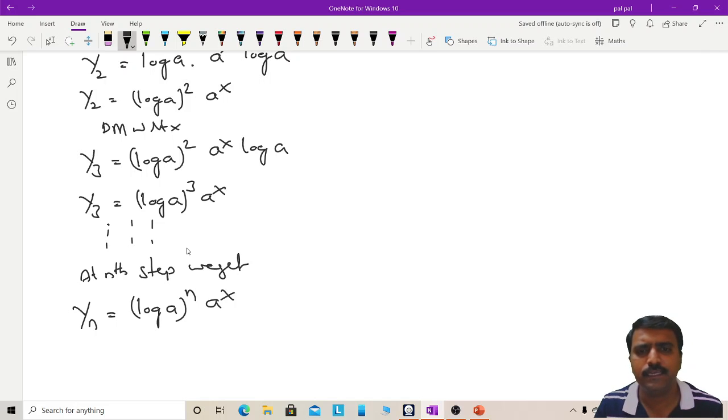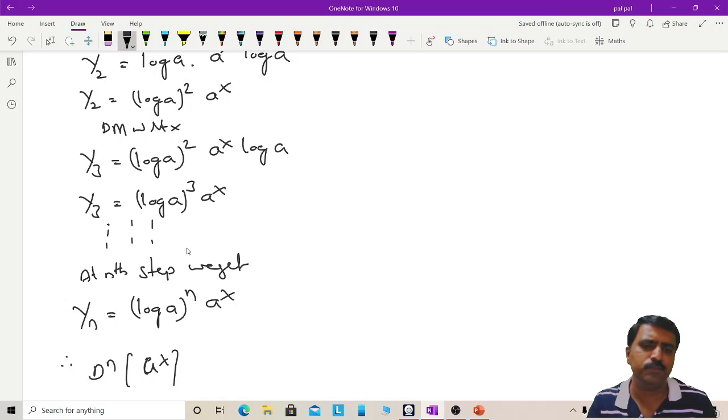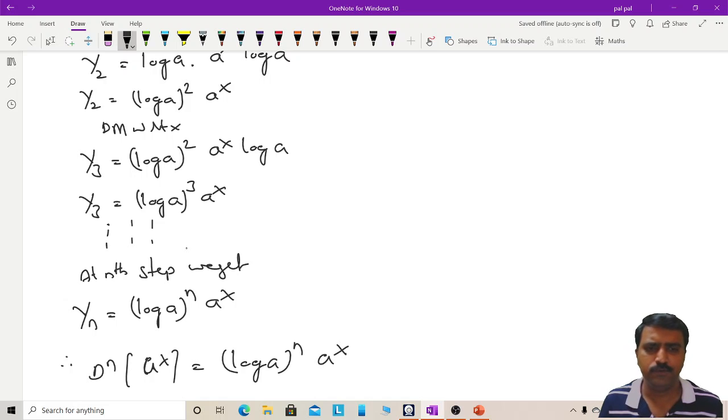This is the nth differentiation. Therefore the nth differentiation of a to the power of x is equal to log a to the power of n into a to the power of x.